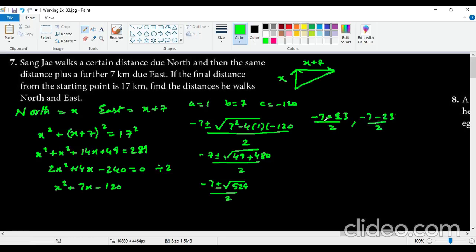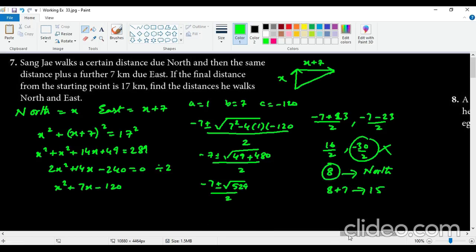So 23 minus 7 is giving us 16 over 2, and the other gives us minus 30 over 2, and this is 8. So 8 plus 7 is going to give us 15. So due north, it has moved 8 kilometers, and due east, 8 plus 7 is going to be 15. Because negative distance is not possible, we'll take the positive value.